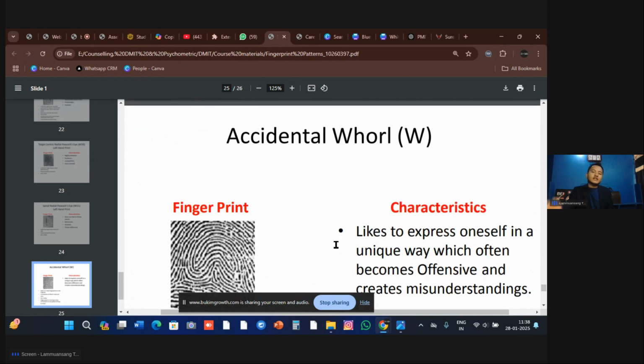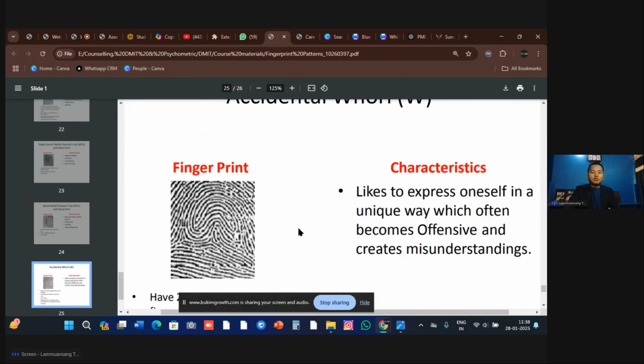So this is the accidental whorl. This is very rare. Like out of 1,000, you will get like 1%. One person, okay? Accidental whorl. This has three tri radius, three centers. Okay. See, if you ever find this, these can become offensive and create misunderstanding.